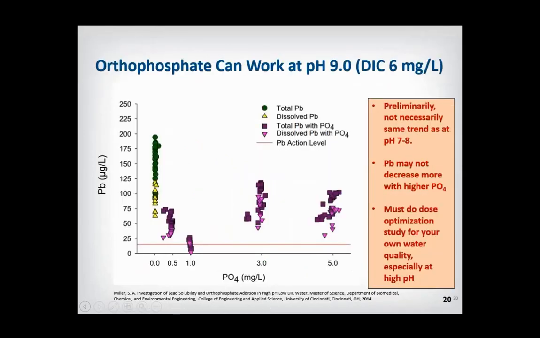Further experiments were done a couple years ago by Stephanie Miller, a graduate intern here. We looked at a much higher pH and at different phosphate dosages, a pH of 9 and DIC of 6, which represents many waters, especially in the northeastern part of the country. We could see that 1 part per million of orthophosphate achieved much, much lower lead levels than no phosphate at all. We didn't get the same trend of decreasing lead as phosphate was increased that we saw at lower pH, but we did see a distinct benefit on new clean surfaces with the addition of phosphate.